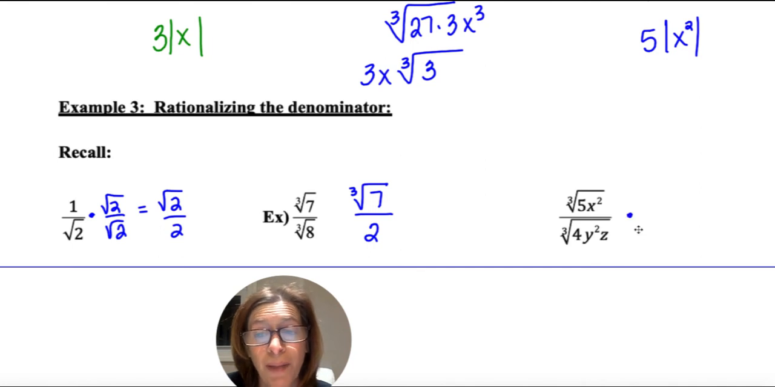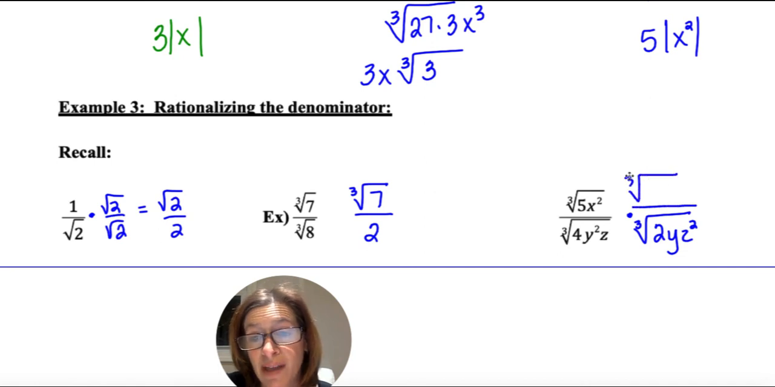So I'm going to multiply here by, all right, let's think about this. 4 times 2 would give me the cubed root of 8. So I'm going to multiply by 2. Y squared, I'd need another y. And z, I would need 2 more z's to make that a perfect cube. And so I'm going to multiply that over itself. Why? I'm allowed to do that because it's the number 1. All right, now I'm going to multiply across, and that's going to give me the cubed root of 8y cubed z cubed. So that was my goal.